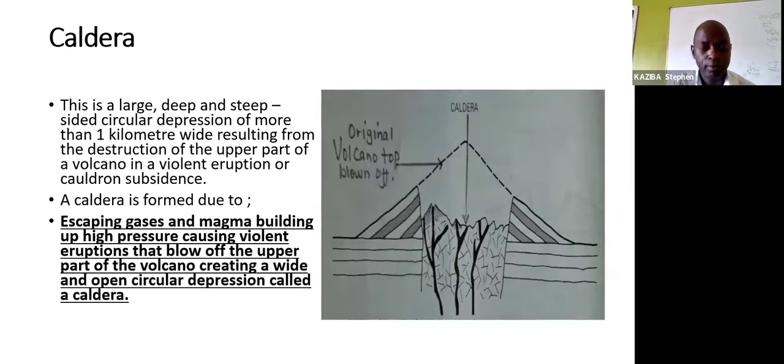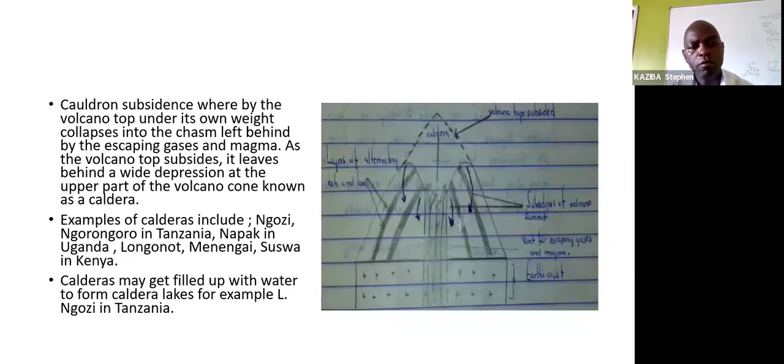Or alternatively, there is a theory of caldera subsidence, where the weight of a volcanic top sinks within a chasm or the empty vent left by the eruption. So it can sink within the vent to create a big crater, which we call a caldera. So examples are Ngozi, Ngorongoro. In those depressions there are lakes, but we're not interested in lakes. We're interested in depressions. That's why I'm mentioning Ngorongoro, Ngozi, etc.